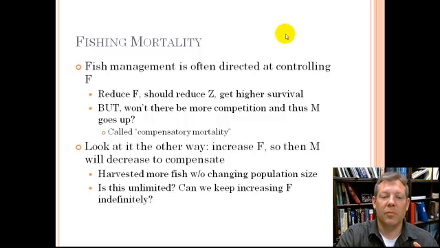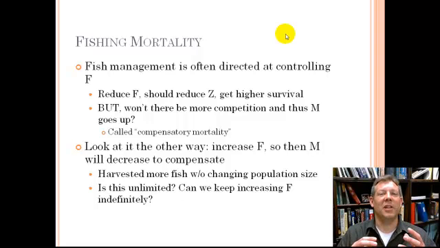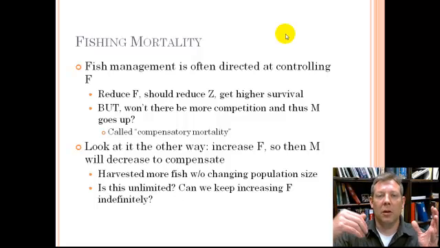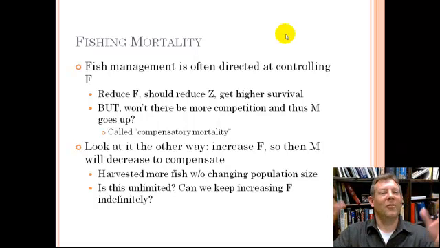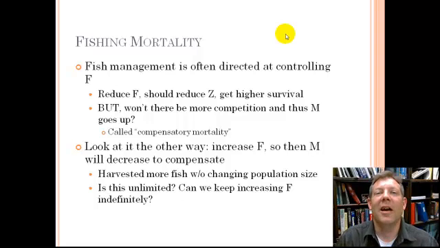But can this go on forever? Can you extend that logically to say, well, if I remove more fish, then natural mortality will go down, will compensate, so let's remove even more fish? Let's remove even more fish. Let's remove all the fish. Well, see, that doesn't work, right? At some point, that relationship is going to break down, and the natural mortality will not be able to compensate.